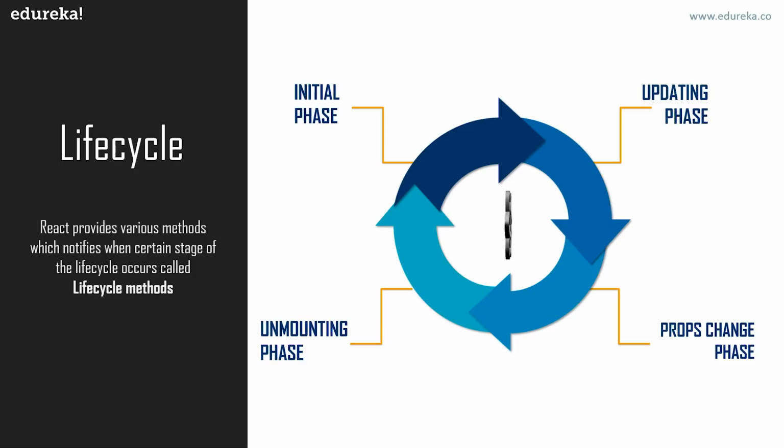React provides various methods which notify when a certain stage of the lifecycle occurs, called lifecycle methods. So there are many methods in React.js which notify when any stage of a lifecycle occurs. Now what are the different phases of that lifecycle? It starts with the initial phase, then the updating phase, then the props change phase, and finally the unmounting phase, where you can free out some of the resources.